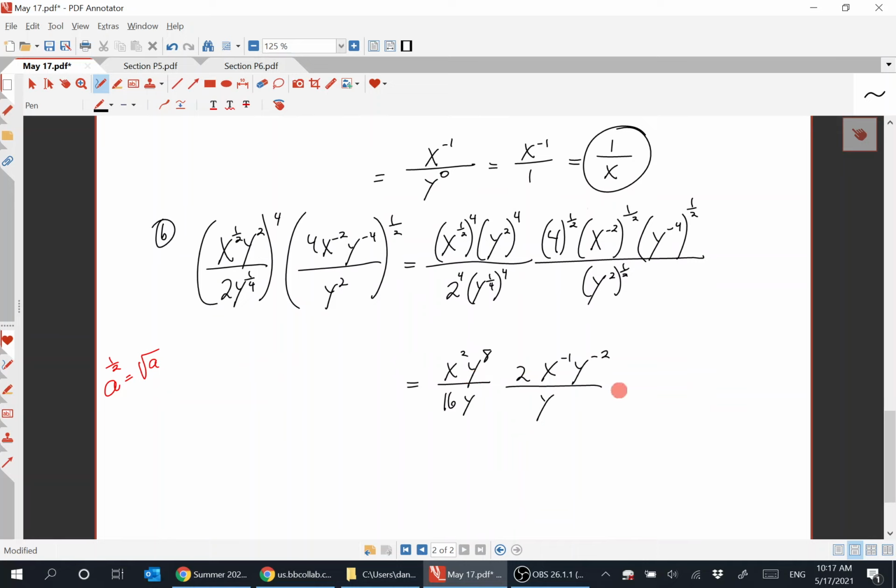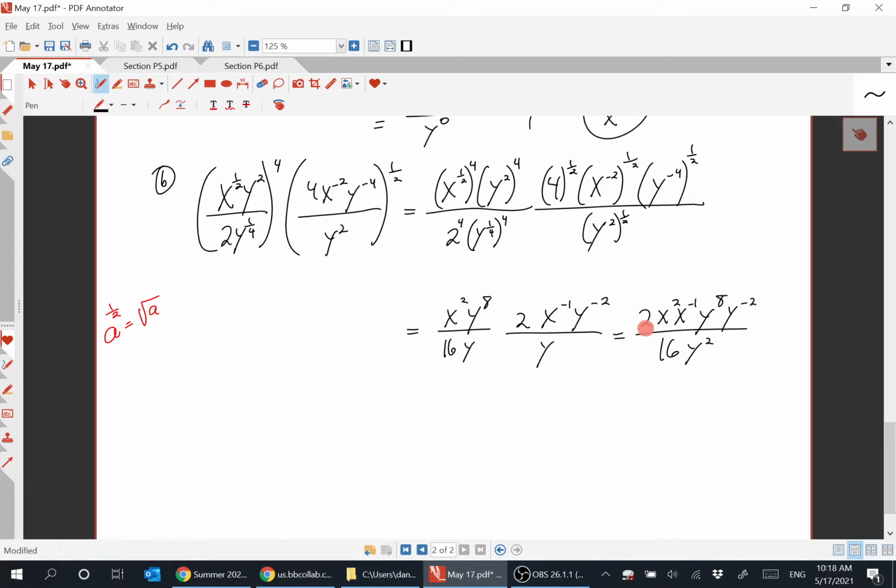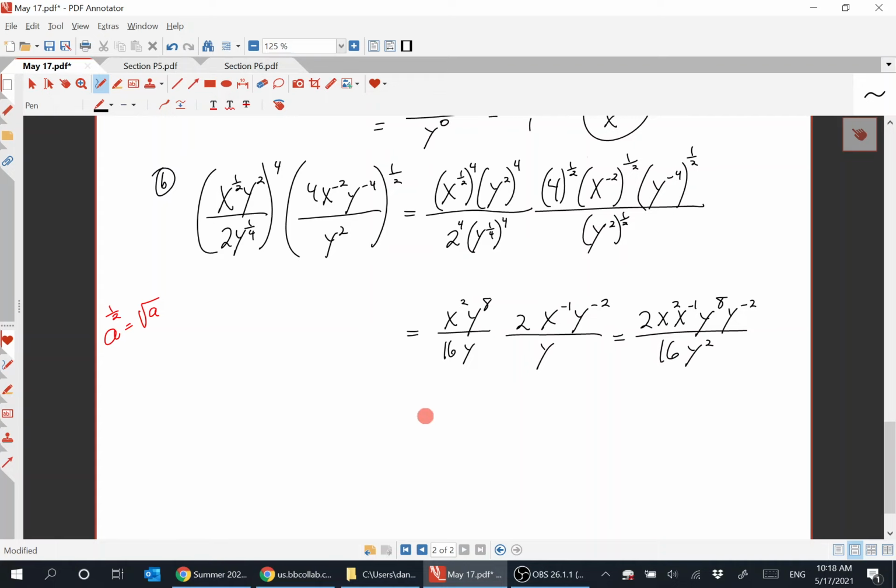Let's multiply the two fractions together. So I have 2x squared, x to the minus 1, y to the 8th, y to the minus 2, over 16, and y times y, we'll just put y squared. All right, add these exponents with the same base. Again, remember it's customary to put the actual number without the unknown quantity up front. Oh, let's do a cancellation here. So the 2 cancels with the 16, leaving 8, right?